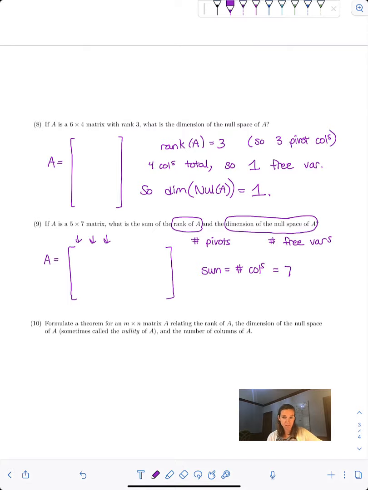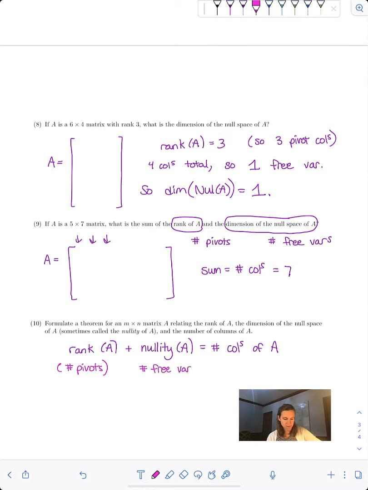So in general, this is sometimes called the rank-nullity theorem. The rank of a matrix A plus the nullity, the dimension of the null space of A, equals the number of columns of that matrix. And why is that? Well, again, the rank is the number of pivots. The nullity is the number of free variables. And so every column is accounted for.